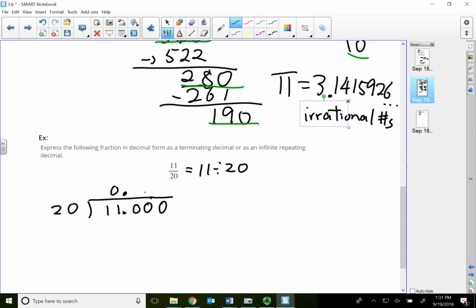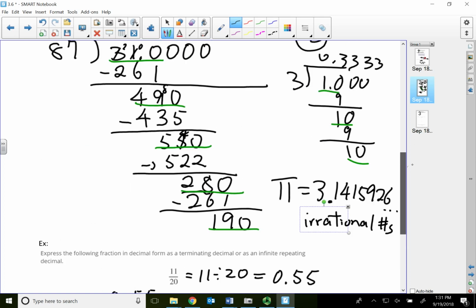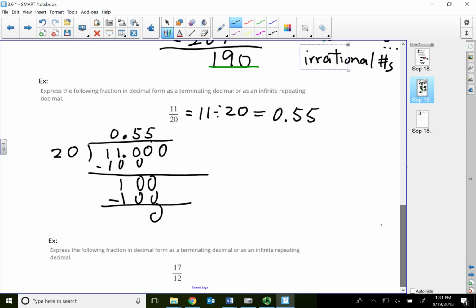So let's look at this as 110. Got to use 5, right? 2 going into 11 about 5 times, which is 100. So 20 going into 110, 5 times, exactly. So in this problem, the terminating decimal is at the 100th place. So my answer is exactly 0.55. Theoretically, what's behind the 5 is an infinite number of zeros. I'm not writing those down because there's really no need to, because I know it terminated at the 5. If it does not terminate, that means it will have some sort of repeating pattern, so we use the repeating bar to represent those.